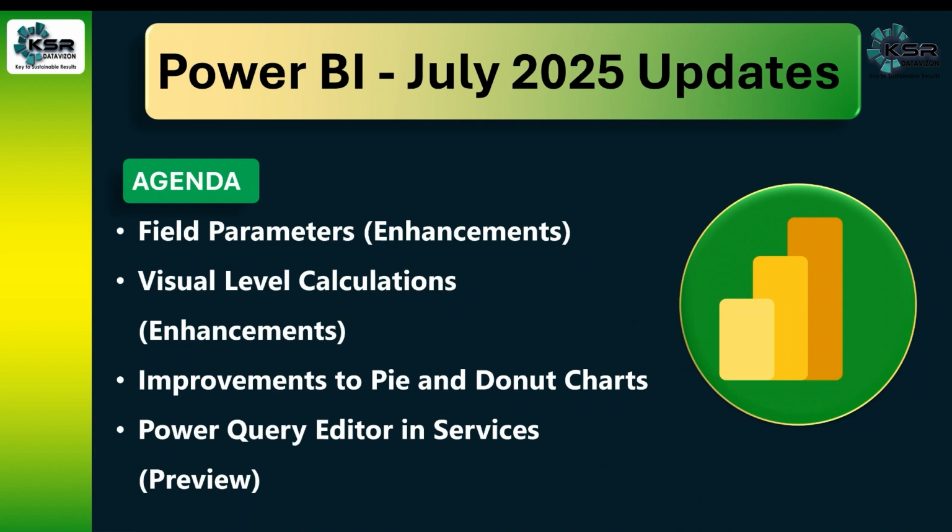The first one is field parameters. Field parameters have already been in the market for the past 2 years, but we will have some enhancements in them. The second one is visual level calculations. We have had visual level calculations, I think, for the past 1 year in the Power BI updates, and in this also we get a few enhancements. And there will be some improvements for pie and donut charts. Let's see in the demo what those improvements are.